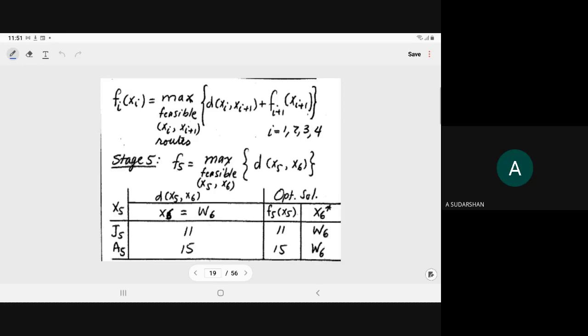Now we are reaching from 6 to 1. So first we will solve stage 1. Stage 1 means only in stage 5 we reach J5 and A5 from W6. So we have only the distances, 11 and 15. So optimal is 11 and 15 from W6. It is 11 and 15 for the current optimal solution. So here we write the optimal solution, and the current optimal value from which variable.